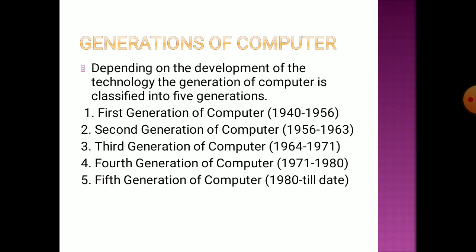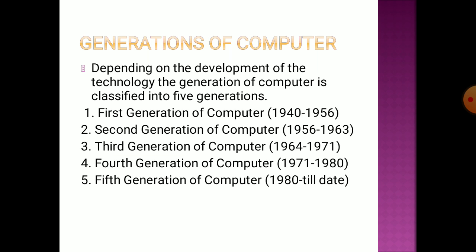Depending on the development of the technology, the generations of the computers are classified into 5 generations. Which technology you used, what is the capacity of your computer, how the computer looked, what is the speed of your computer, what is the storage capacity of your computer. Based on each of these points, the generations of the computer have been classified into 5 generations, named first generation, second generation, third generation, fourth generation, and fifth generation.